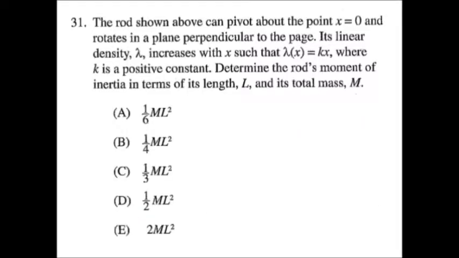The rod shown above can pivot about point x equals 0 and rotates in a plane perpendicular to the rod. I didn't include the rod here. Its linear density, lambda, increases with x such that lambda of x is equal to kx, where k is a positive constant. Determine the rod's moment of inertia in terms of its length, L, and total mass, M.